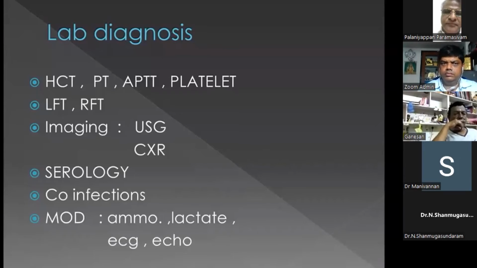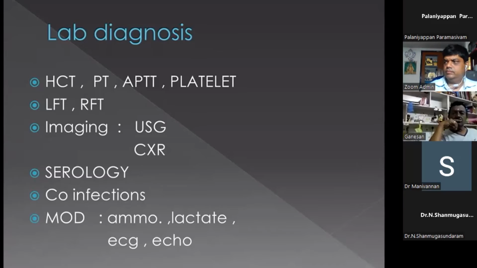If there is any evidence of multi-organ dysfunction, please do serum ammonia and lactate level. Lactate level will indicate the level of peripheral perfusion. ECG, myocardial involvement will be there. Sometimes ST changes are there. And clinically, we have picked up a lot of children with relative bradycardia. The pulse rate goes down to 30, 40 also. And echo can sometimes pick up cardiac failure features as well as pericardial effusion.